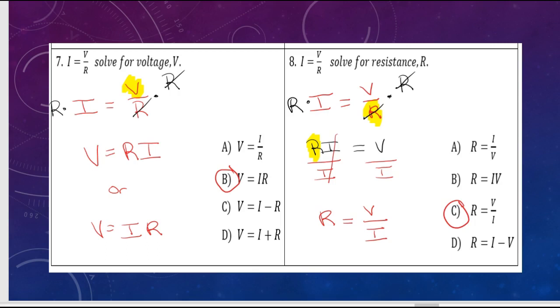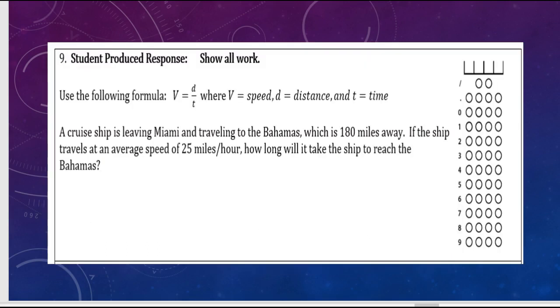Let's now take a peek at number 9. Number 9 has us using velocity equals distance divided by time. And velocity equals the speed. So let's see what information we have.